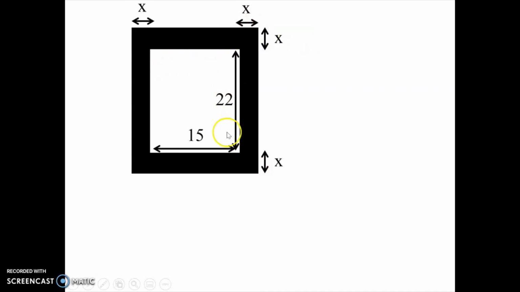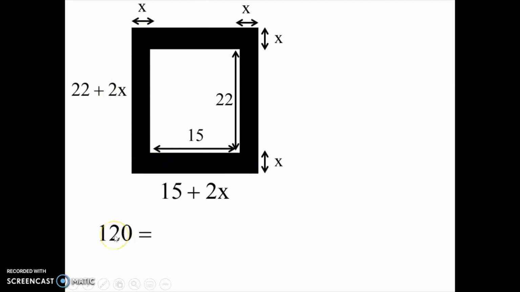Now, we have the dimensions of the inside, 15 by 22, but what are the dimensions of the whole photo then, if you know all these x's here? Well, this is 15 plus 2x, because it's 15 plus this width plus this width, and each of those is x, so 15 plus 2x. And then the entire height is 22 plus 2x, because it's this 22 plus this x bit here, and this part is also x. So there we go.